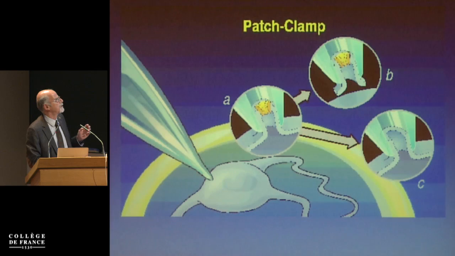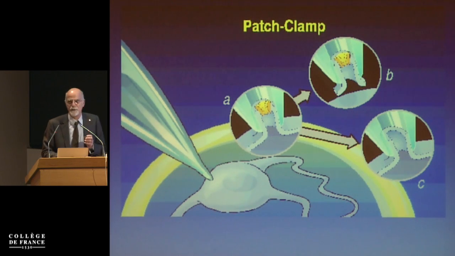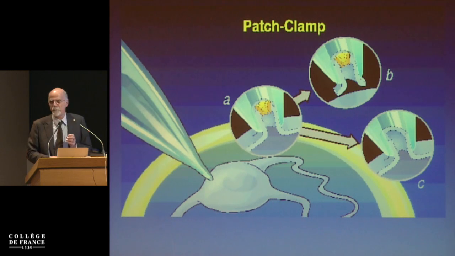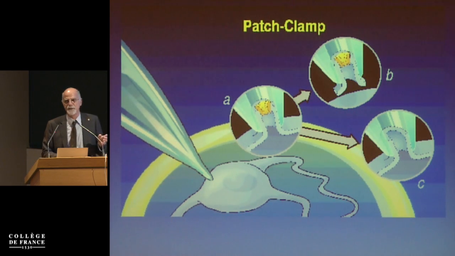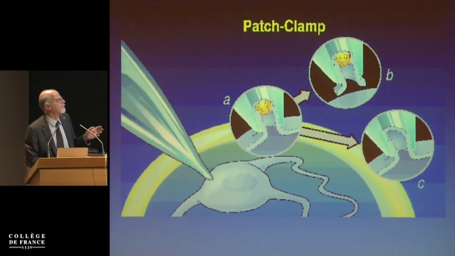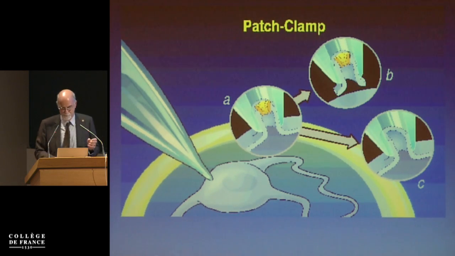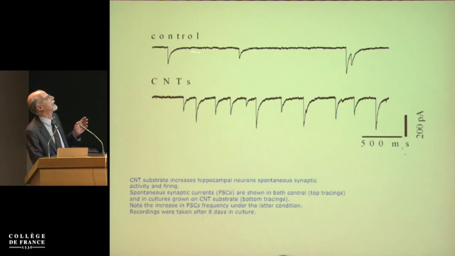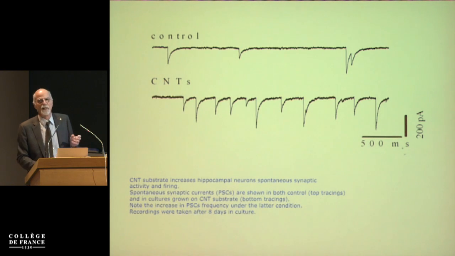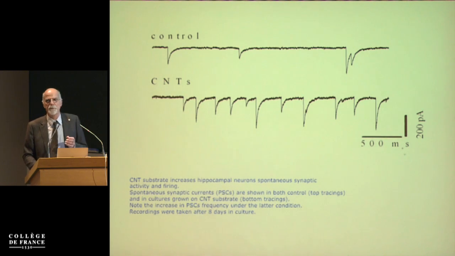And what the neurophysiologists do, they use a technique which is called patch clamp, in which they use a micropipette, which is in contact with the main body of the neuron. By using this micropipette, they can either register the electrical activity of the neurons, or they can stimulate the electrical activity. And what we observed when we compared the electrical activity of the neurons on the control, so on pure glass, or on carbon nanotubes, it looks very clear that the activity on carbon nanotubes is much enhanced.